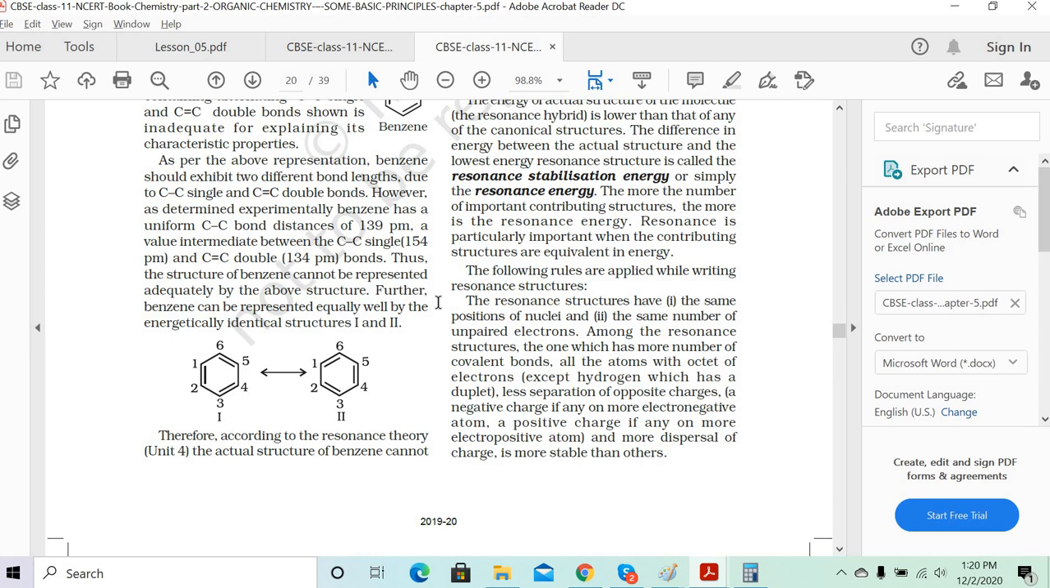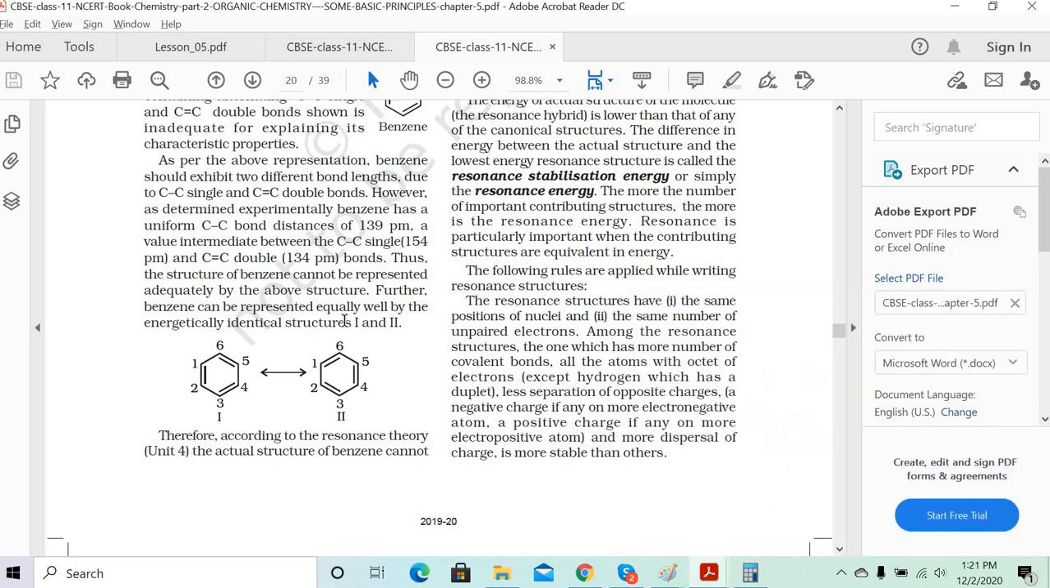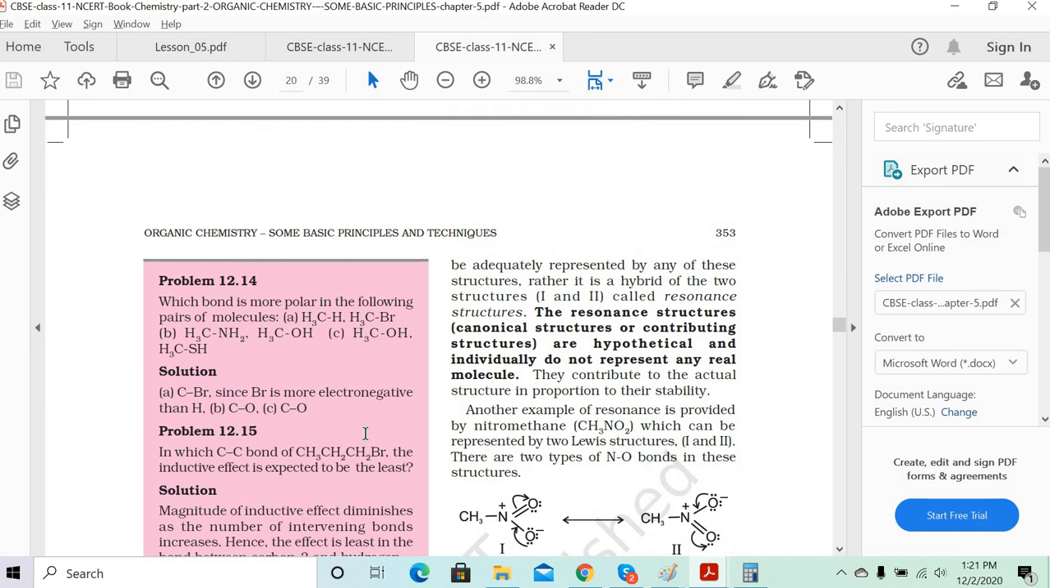If you represent the single bond, it is going lesser than the 154. If you represent double bond, it is going above the 134. So that's the reason we are representing in the symmetrical form. Or you can make a dotted circle inside that. That becomes the resonance structure, which we have done earlier.